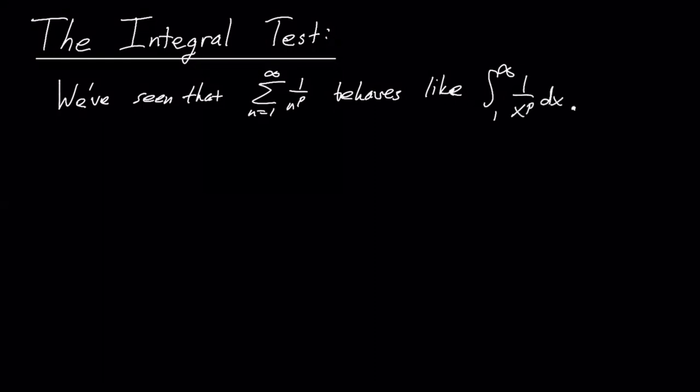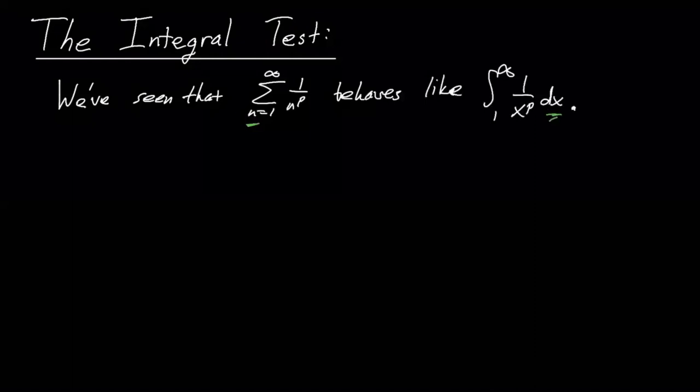I think I said this in the p-test video, but mathematicians like to use x for a continuous variable. It could be any real number like √2, pi, whatever, and n for a whole number variable where you're counting, like 1, 2, 3, 4. So that's one of the reasons we use n. We use n in the series, and we use x in the integral.